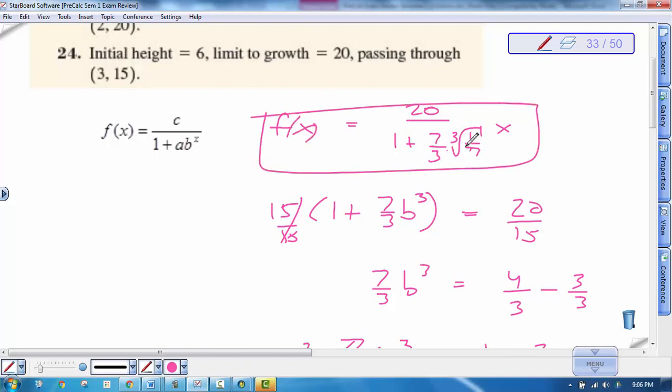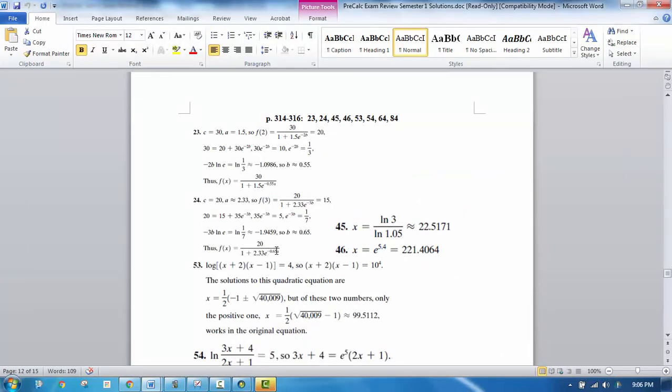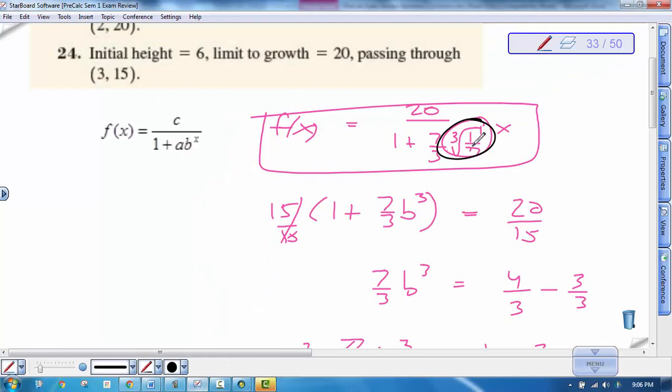Now you can compare it to what the book has and you'll find out that this value right here is the same as what they have right here with that e to the negative 0.65. If you do e to the negative 0.65, it should be about the same decimal as that right there.